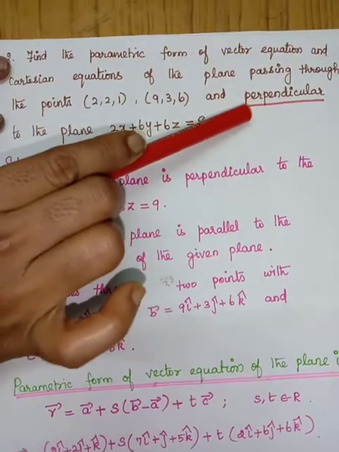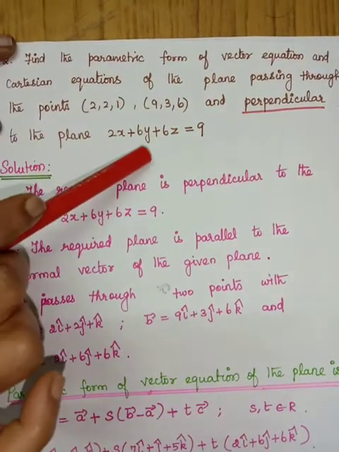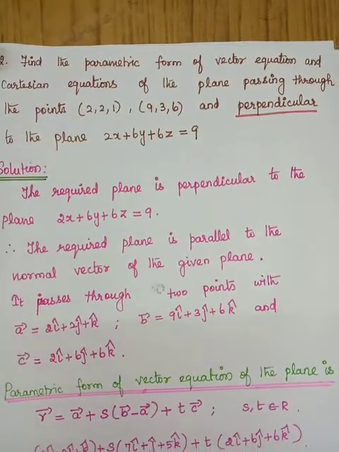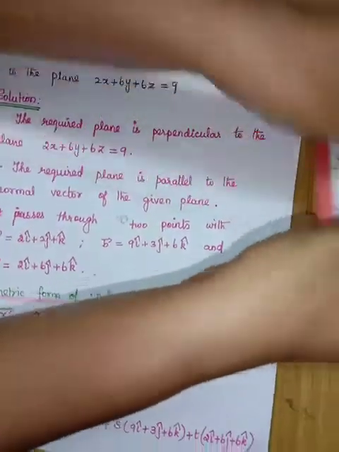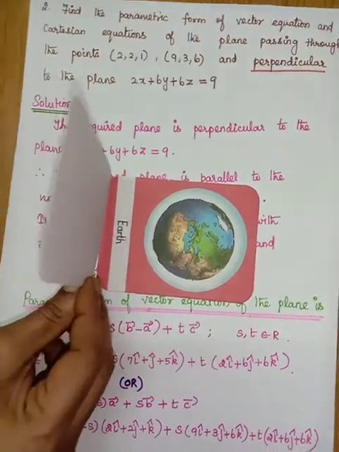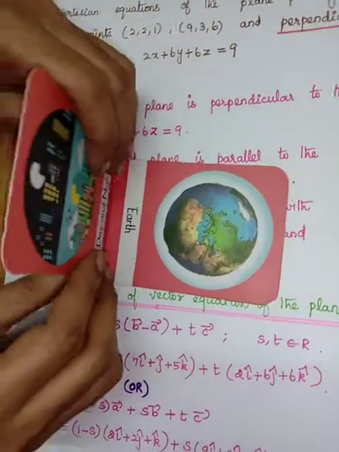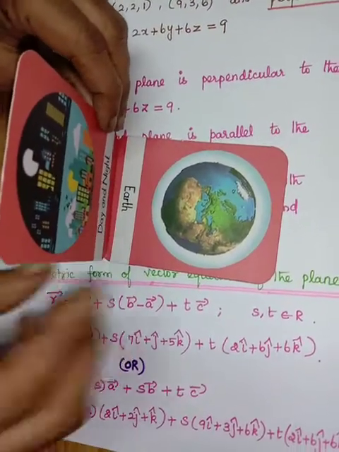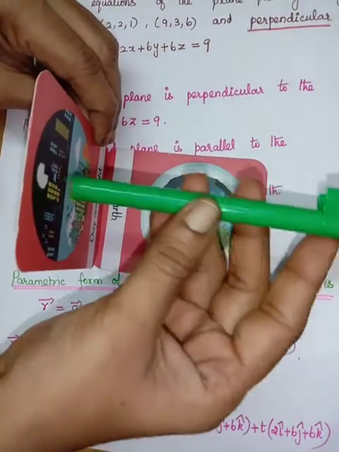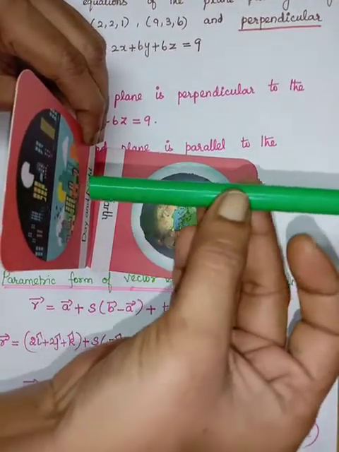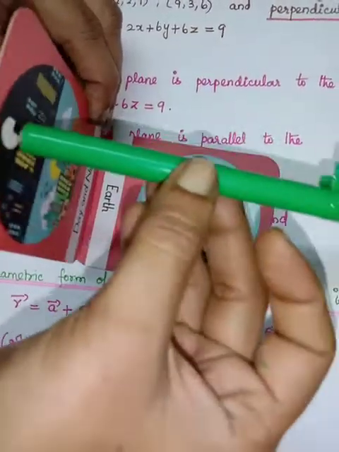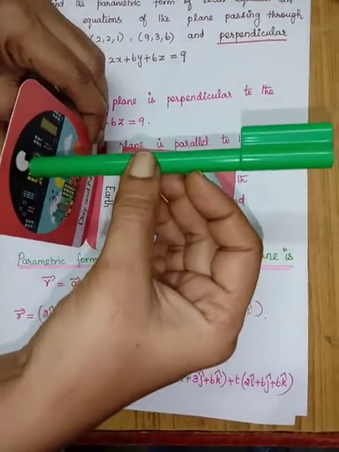But here what is given? Perpendicular to the plane. So how is the required plane perpendicular to another plane? You see now, this is the plane and I'll take the perpendicular plane like this. Any vector, this is the normal vector to this plane, isn't it? So it is a normal vector to this plane, so it is perpendicular to this plane. How is it to the next plane?